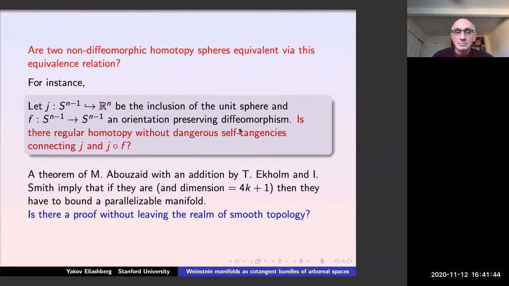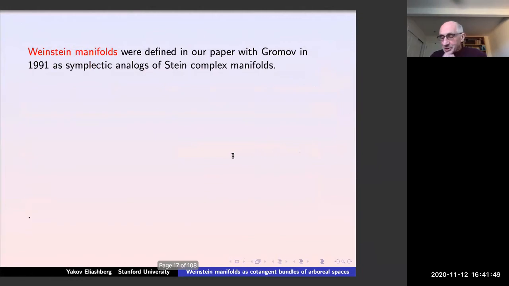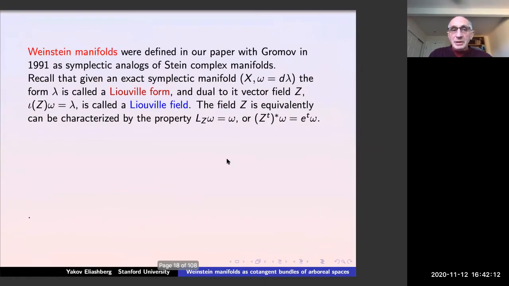So let me now move closer to the subject of what I'm talking about. About Weinstein manifolds. Weinstein manifolds we introduced with Gromov in 91, as a symplectic object parallel to Stein complex manifolds, which are affine complex manifolds. They can be defined as follows. Let me recall that when you have an exact symplectic manifold, then the primitive of the symplectic form is called the Liouville form. And the vector field dual to the Liouville form with respect to omega itself is called the Liouville field. It can be equivalently characterized by the property that it is a conformally symplectic vector field. That means that if you take the Lie derivative of omega along Z, you get omega, or if you flow omega, it is just multiplied by the scalar e to the t.